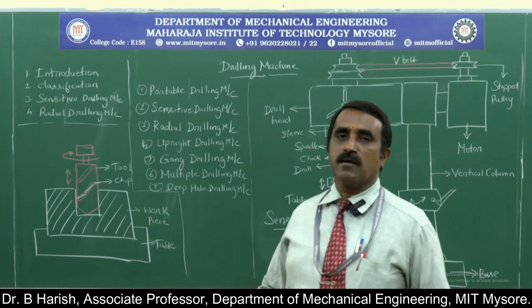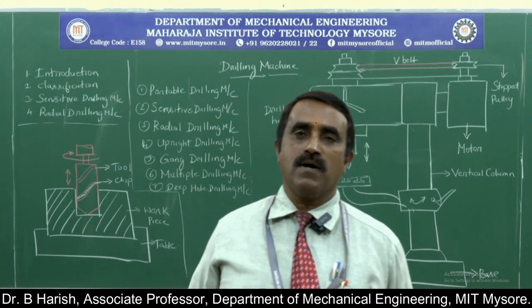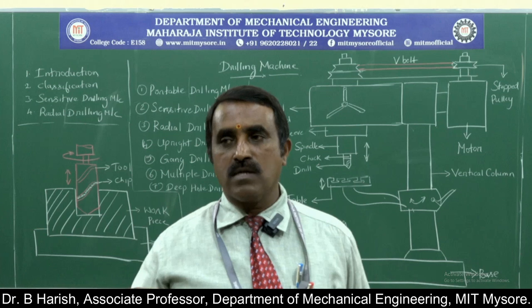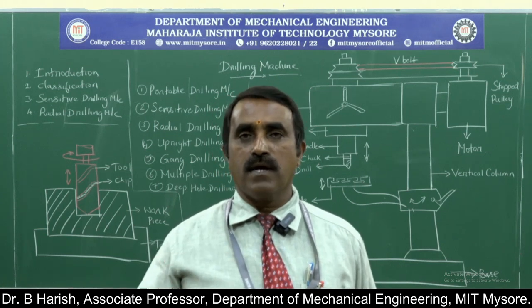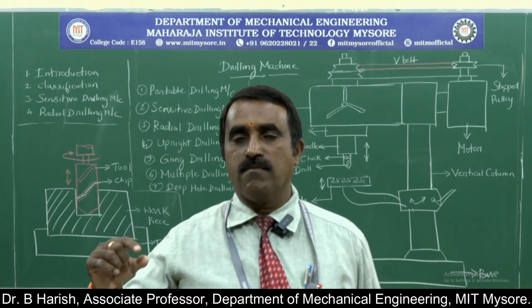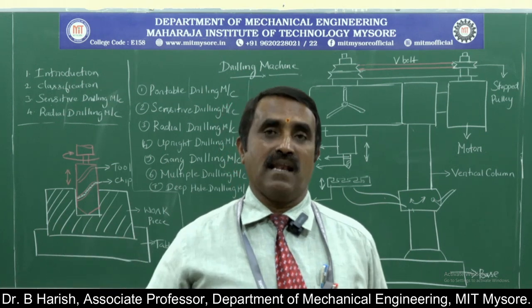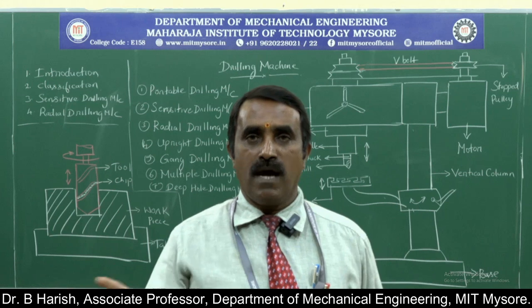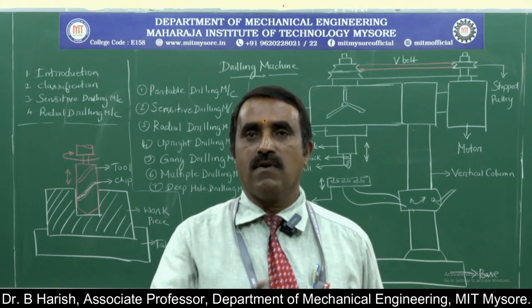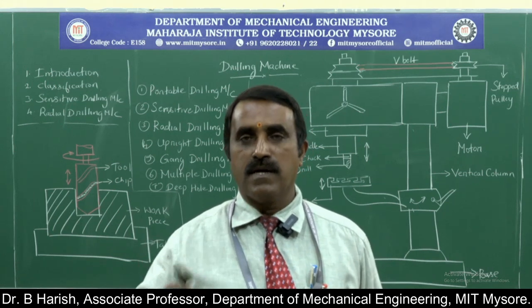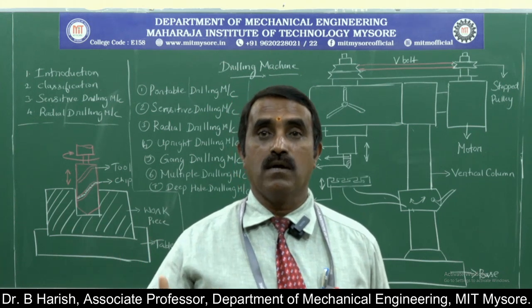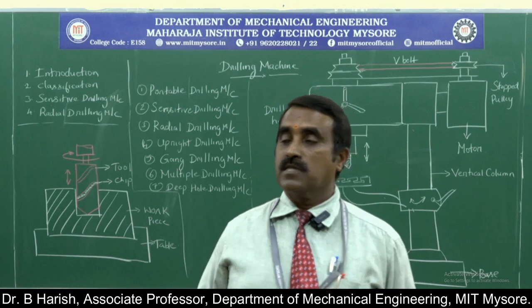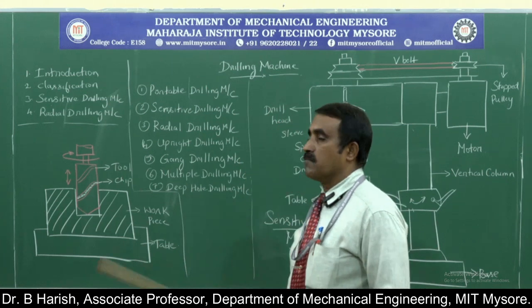Next one is the deep hole drilling machine. A deep hole drilling machine is one where a hole of very small diameter is drilled lengthwise. For example, take a very small hole, say 5 mm, along a gun barrel. A long lengthwise hole has to be drilled, but the diameter is very small. Drilling that hole is done by the deep hole drilling machine. So these are the different types of drilling machines.